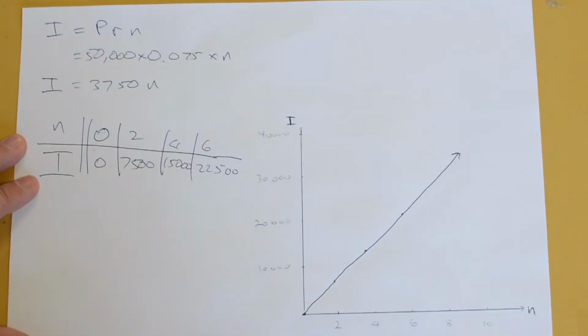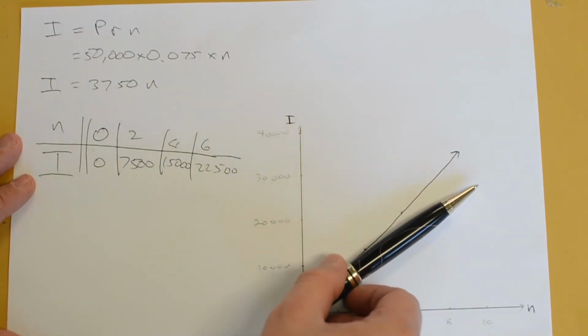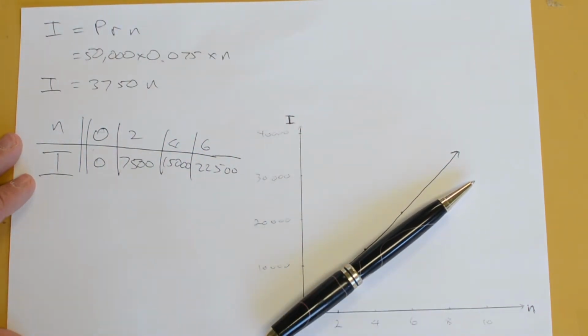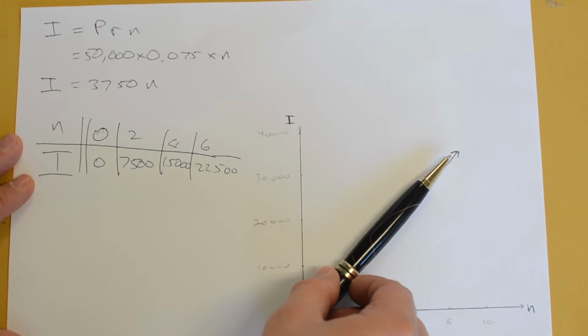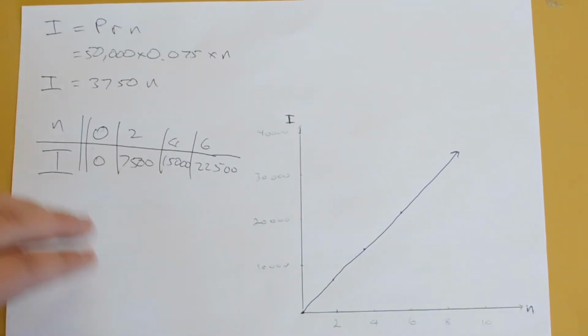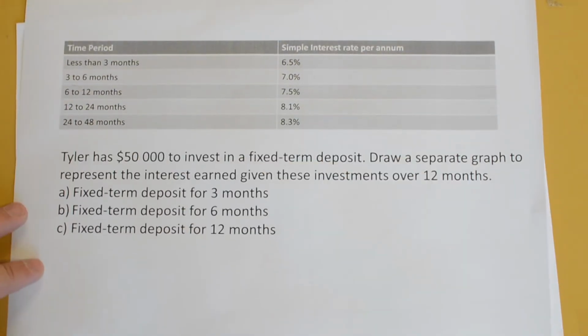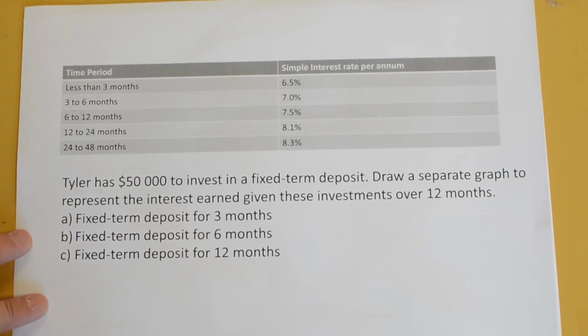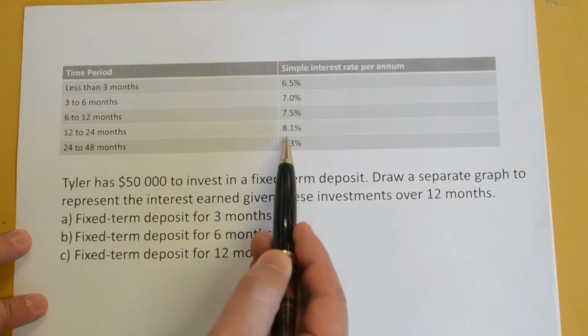Now you can't see it, but because I've had this page underneath, there is a faint line here where I've drawn the other one. And that would actually have a slightly reduced gradient because the amount of interest you earn is less. So now that our interest rate is higher, our gradient or our slope will go higher, like so. Finally, part C, we have a fixed term deposit for 12 months, which is here. So we should earn an interest rate of 8.1%.